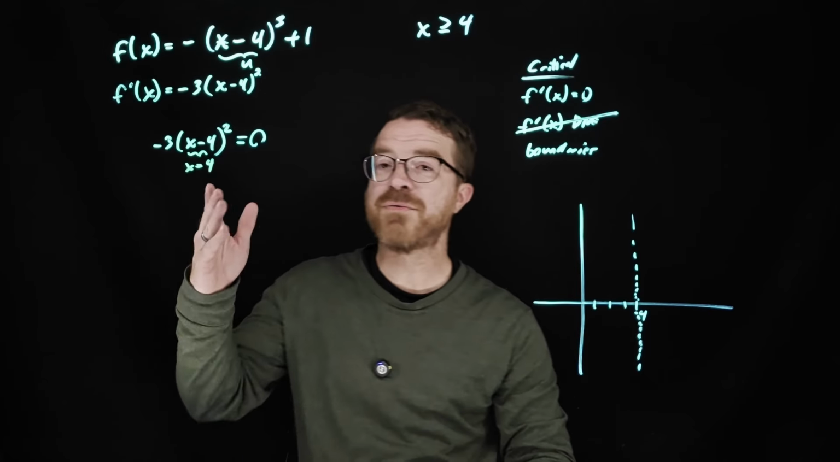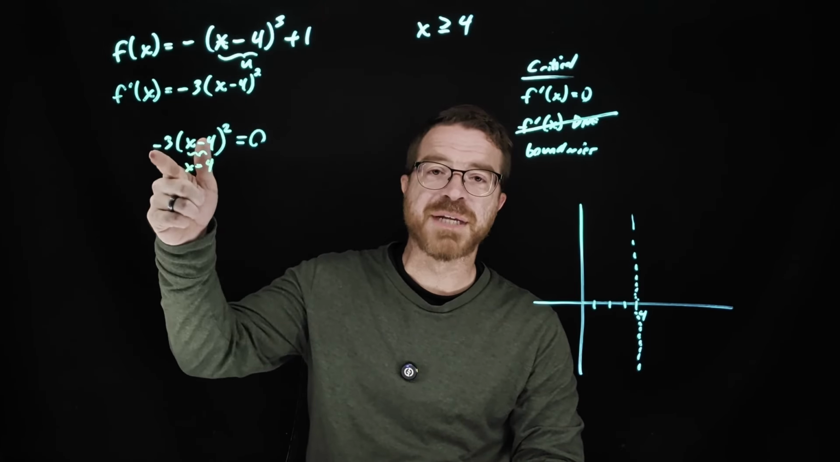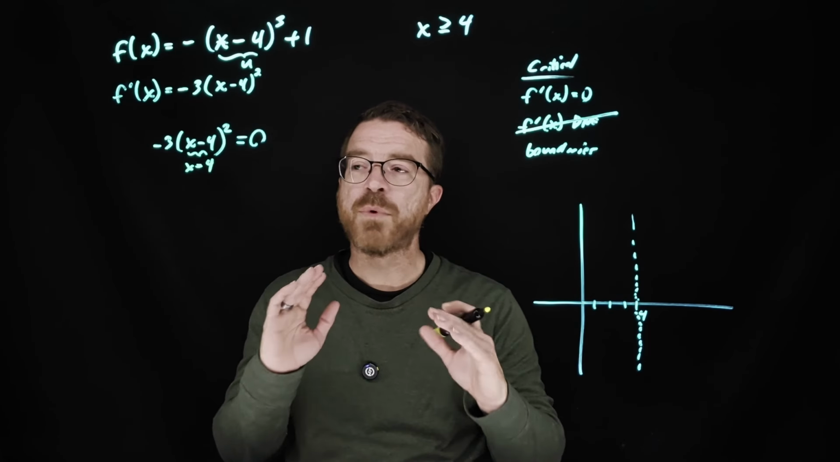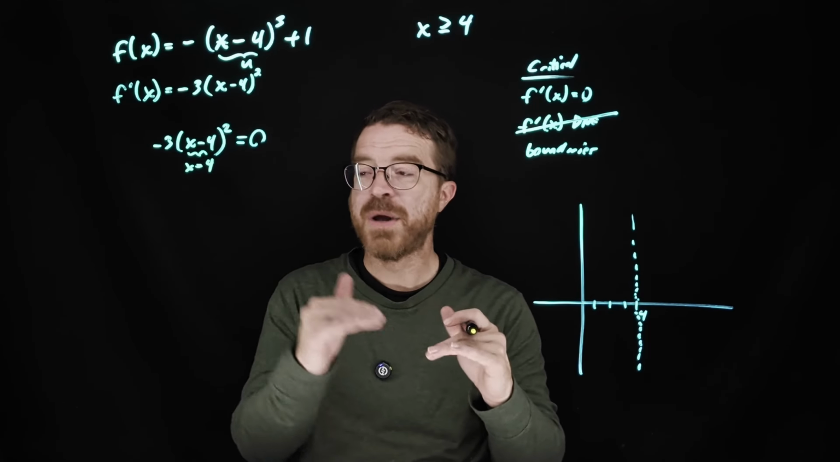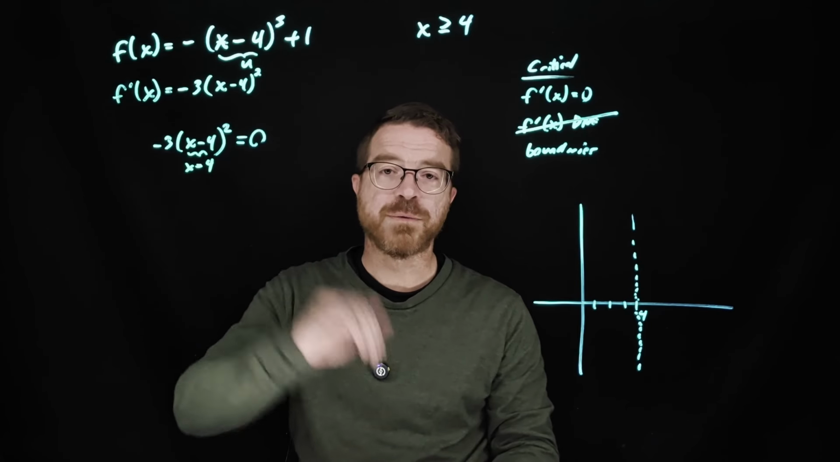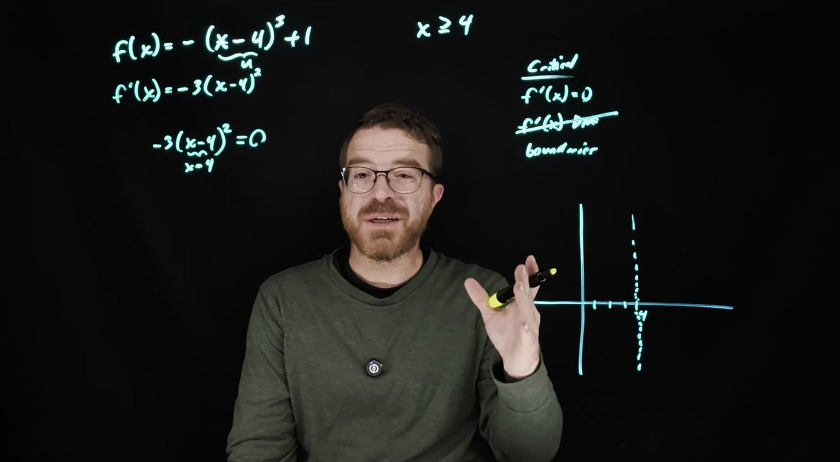Right? Because if I plug in, 4 minus 4 is 0, 0 squared is 0, 0 times negative 3 is still 0. So this means that our derivative will have a slope of 0, or our function will have a slope of 0 at x equals 4. But we don't have any other places. So basically, this is really our only candidate.